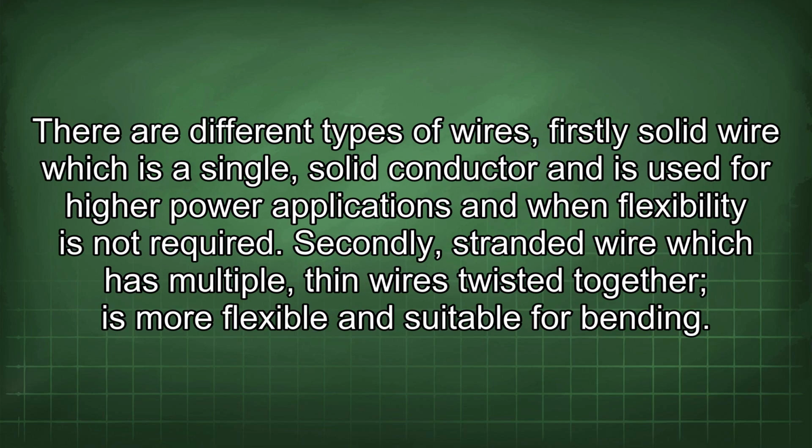There are different types of wires. Firstly, solid wire, which is a single solid conductor and is used for higher power applications and when flexibility is not required. Secondly, stranded wire, which has multiple thin wires twisted together, is more flexible and suitable for bending.